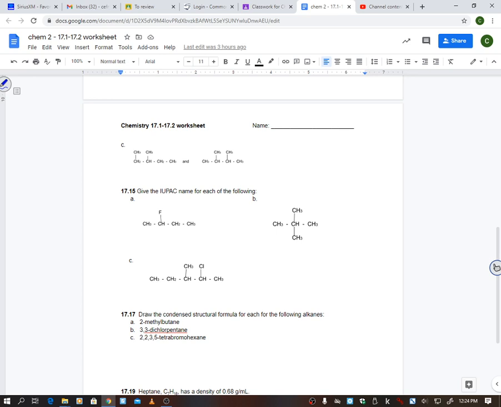Let's look at C here. We've got 1, 2, 3, 4, 5. This is going to be a pent. We got 1, 2, 3, 4. This is going to be but. So they are different, but 1, 2, 3, 4, 5, 6, 1, 2, 3, 4, 5, 6. They have the same number of carbons.